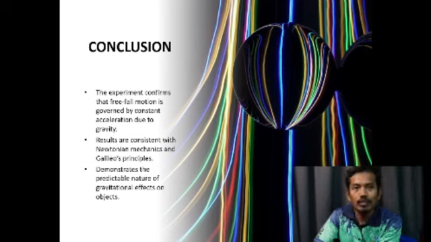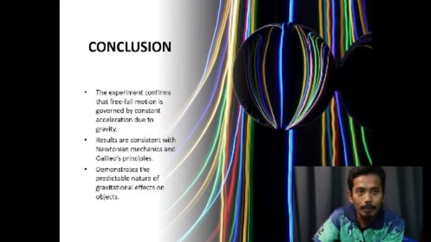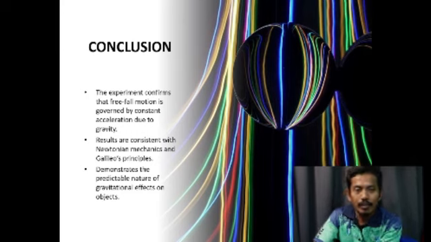And lastly, it demonstrates the predictable nature of gravitational effects on objects. This experiment provides practical evidence of how gravity behaves predictably in everyday situations. The calculated value of g remained consistent throughout the trials, proving that gravity is a reliable force that can be mathematically modeled. Understanding this predictability has real-world applications such as in engineering, space exploration, and even sports science, where precise calculation of motion is essential.